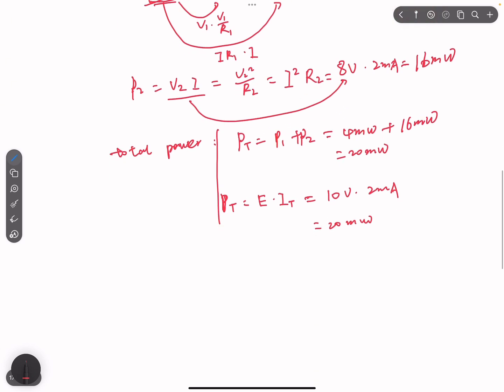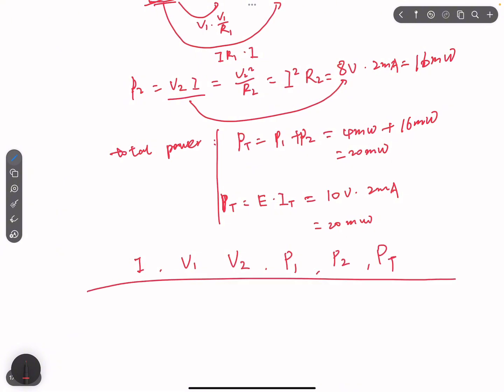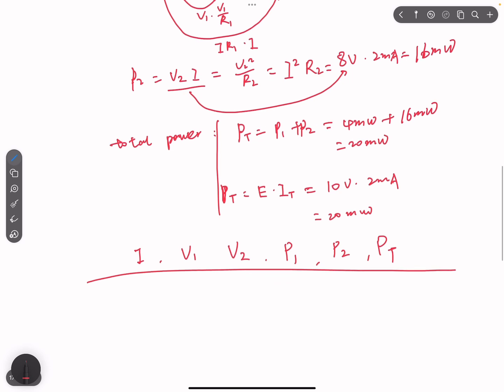Now we have found everything for the circuit: the total current, the voltage drop for R1, the voltage drop for R2, the power for R1, the power for R2, and the total power. So this is how we solve the series circuit. We usually find the total resistance first, then the total current, then the voltage drop for each component, then the power for each component, and then the total power for the whole circuit.